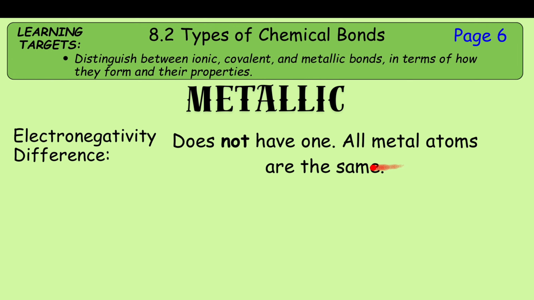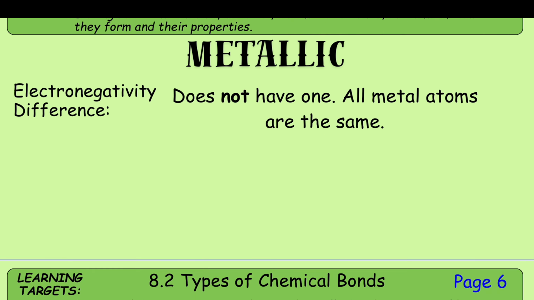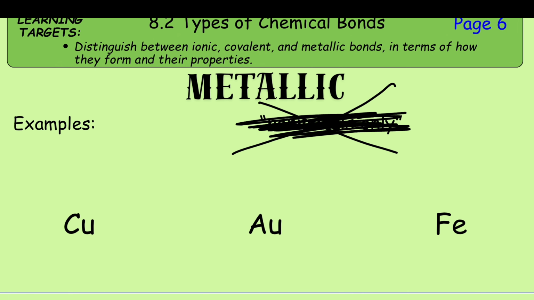Metallic bonds are not going to have an electronegativity difference, because it's just one metal atom, so they're going to have the same electronegativity, so there is no difference between them. It might just say copper solid, gold solid, iron solid. It's just one atom, one type of metal.